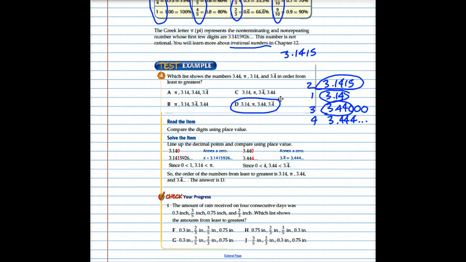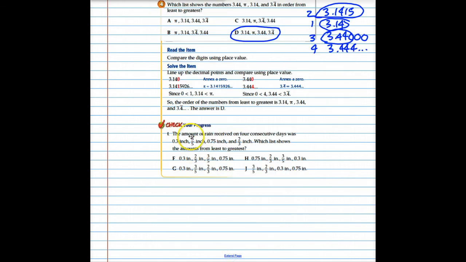So compare digits using place value. That's exactly what we did. We lined them up according to place value. We went until we came to a digit that was different in each number. We compared those digits. We came up with the answer of D.